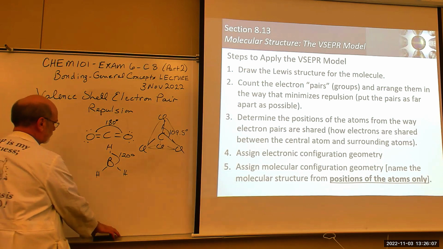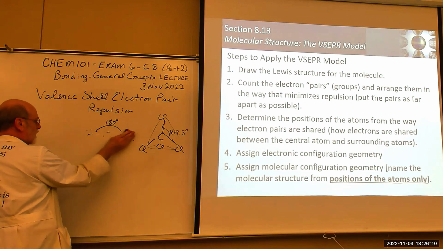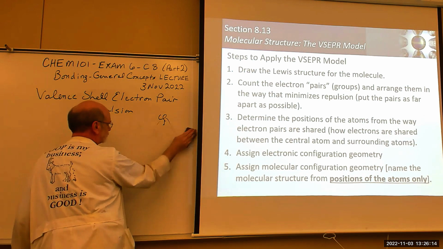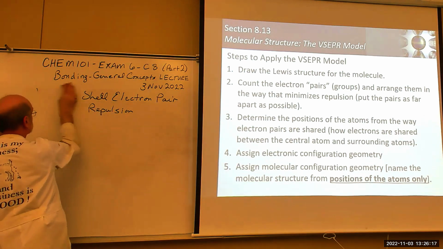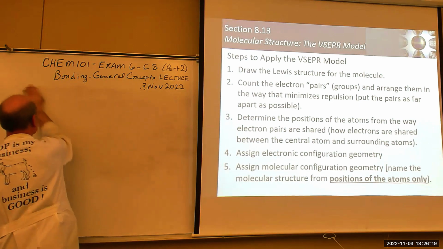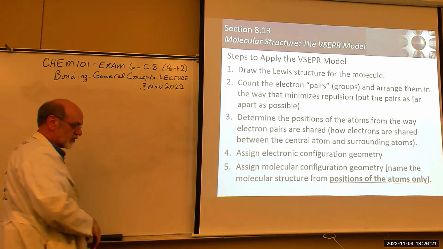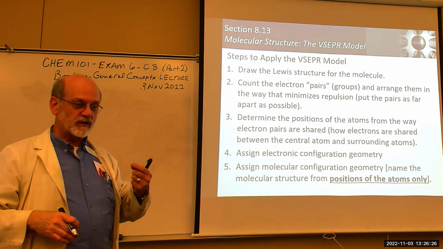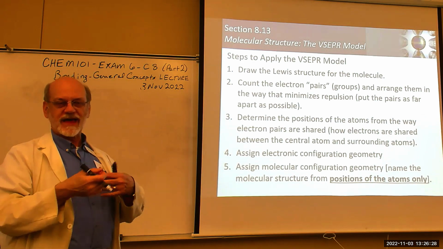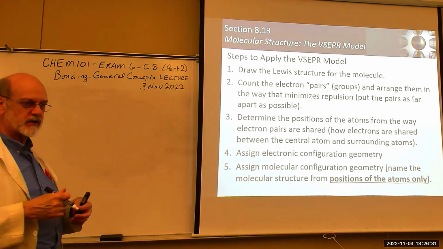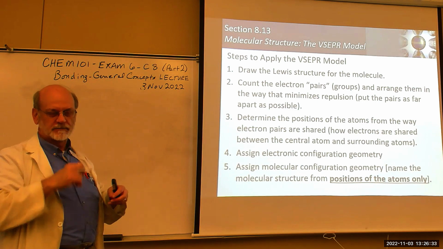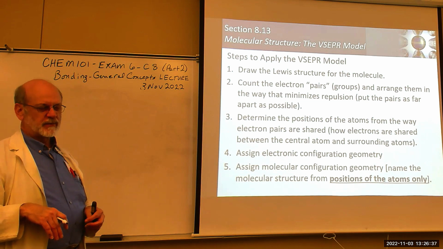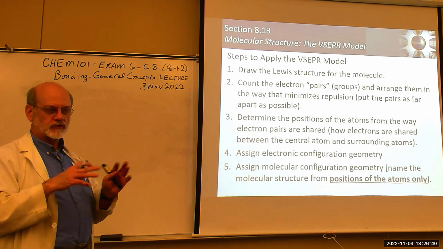Okay, how do we do it? Well, we've done part of it already. You need to draw the Lewis dot structure. But once you have the Lewis dot structure, you know which one is your central atom, and you know how many electron groups are surrounding that atom. Lone pairs are always counted separately. They're separate groups, separate pairs. Bonding pairs, depending on whether they're single, double, or triple, are all treated the same.